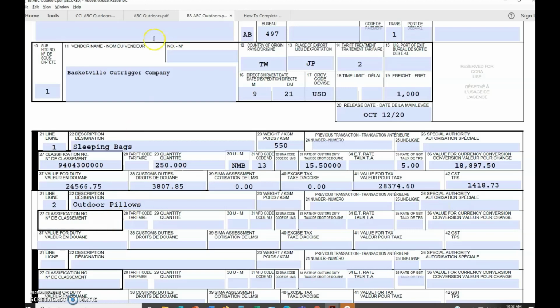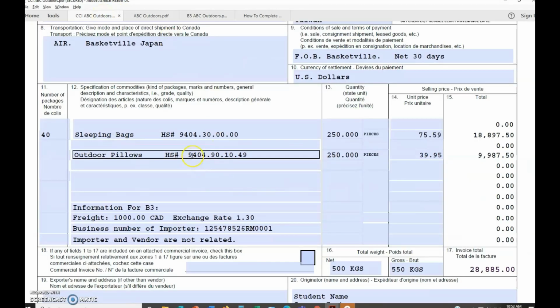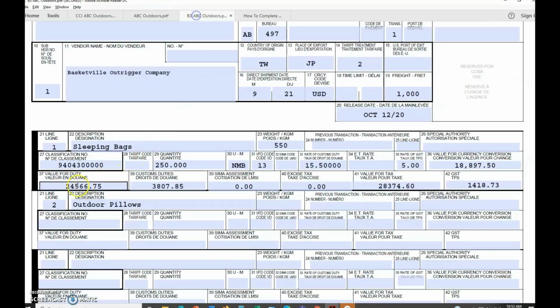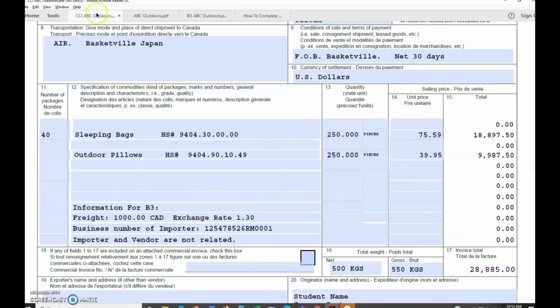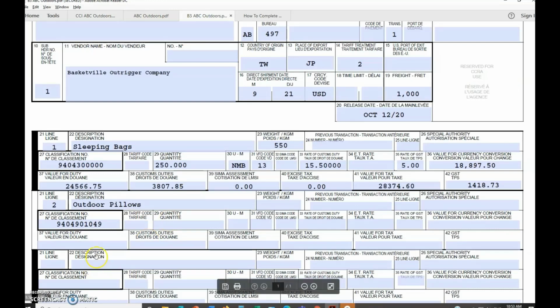Field 27, we need the HS classification number. 9404 90 10 49. Make sure that's right. 9404 90 10 49. Yep, that's right. All right. The tariff code we leave blank like I told you. Then we have quantity, which we have to leave blank because we don't know what the unit of measure is.